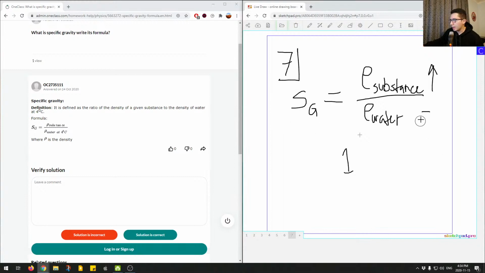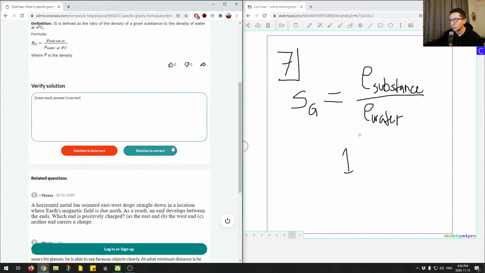But let's say we had a lower density for the substance than water, and we'd have a lower specific gravity because the density of water stays the same. So this is just the general formula for specific gravity, and it's essentially just a ratio. And here you'd just plug in the value based on something you found in a table or something given in the question, and that would give you the specific gravity of that substance. So great work. Answer is correct. And we'll mark this question as correct.